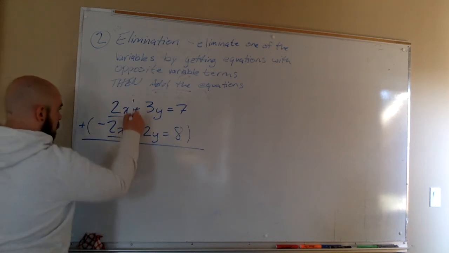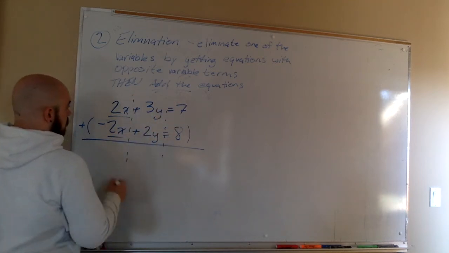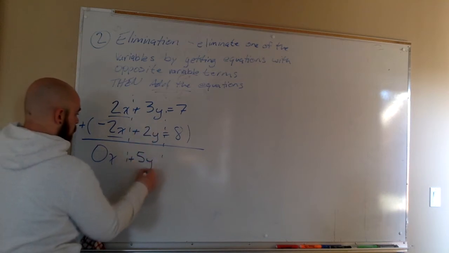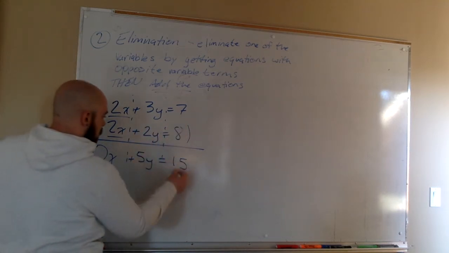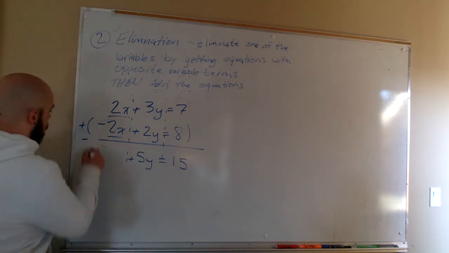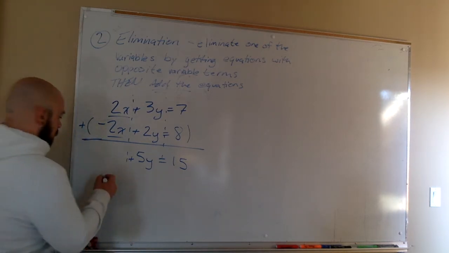Okay, so now we can go ahead and add these two equations together. So we're going to have 2x plus negative 2x, which gives us 0x. 3y and 2y makes 5y. 7 and 8 gives us 15. But we don't really care about the 0x. We're just going to call that 0, so we can just go ahead and get rid of it.